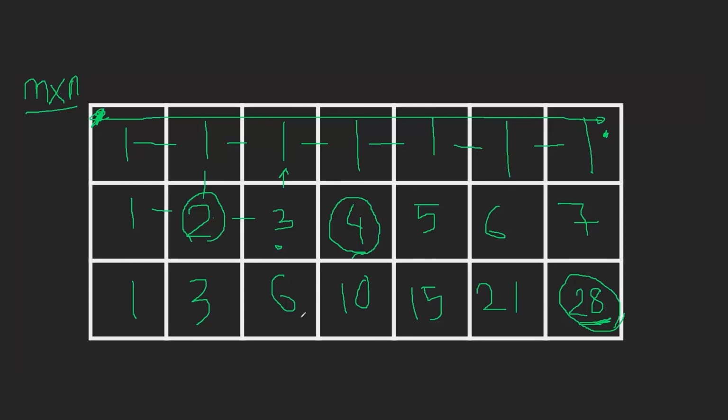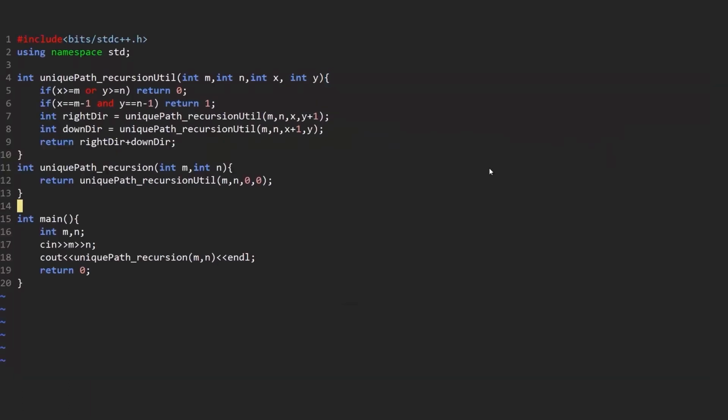So now how would you implement this in programming? Let's do that. I'm going to call again the same function, the unique path, and this time it will be dp. I'm going to pass the same thing, and I'm going to end the line.